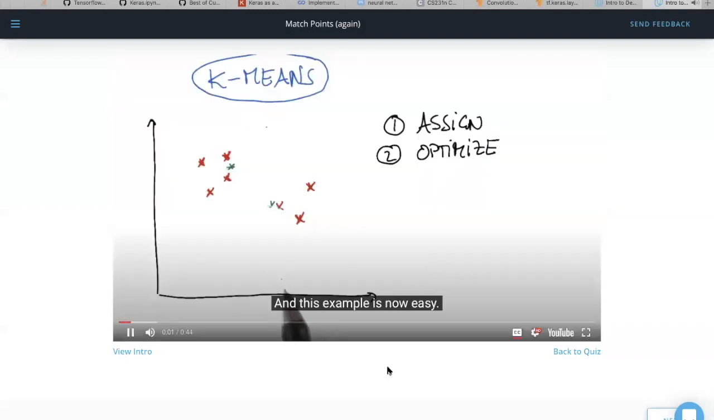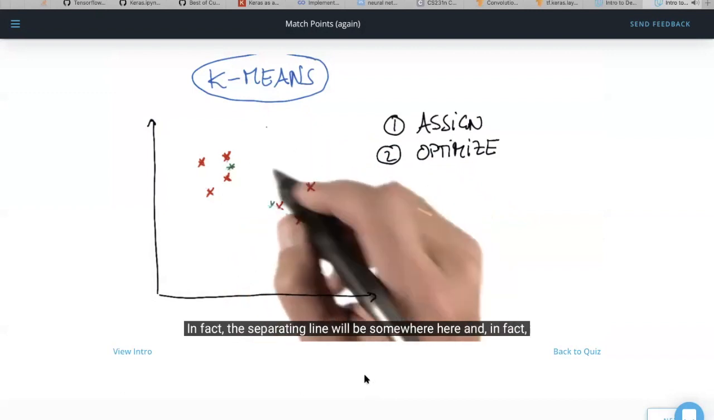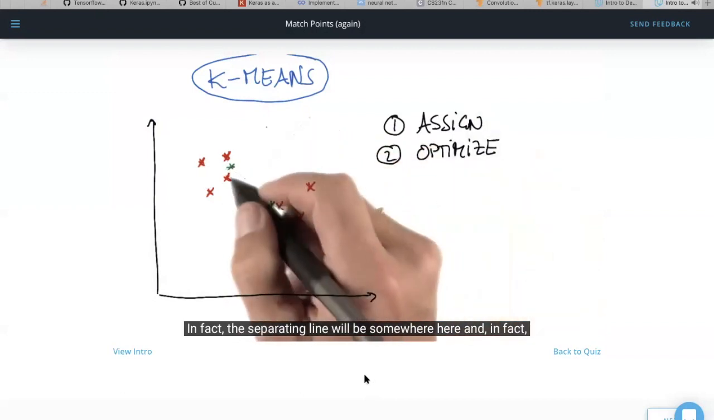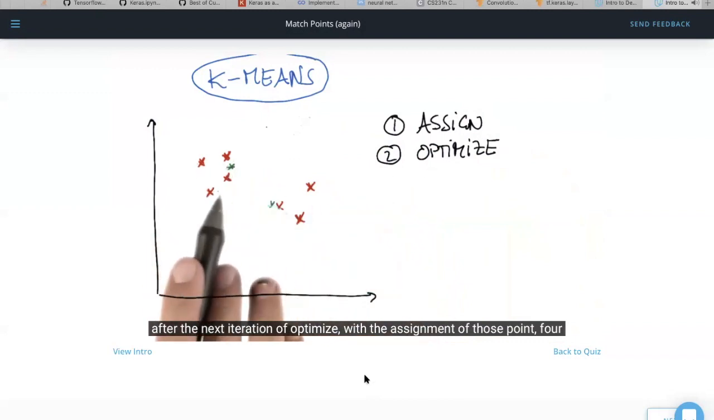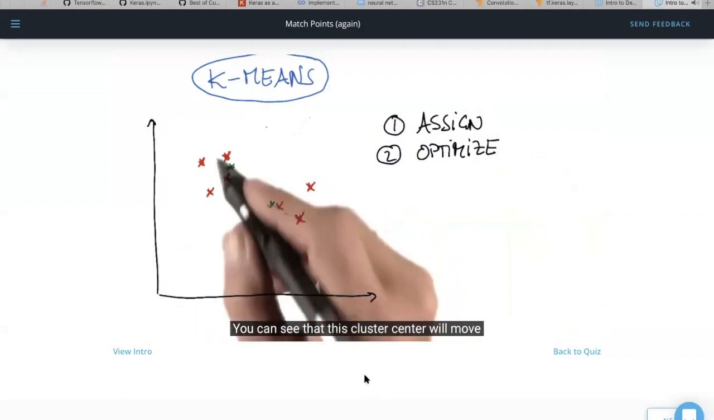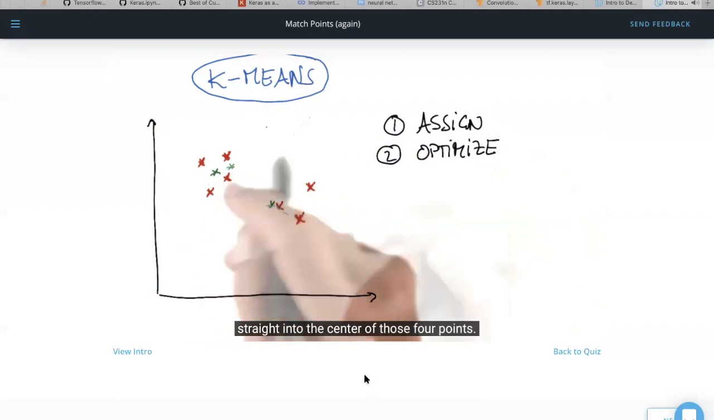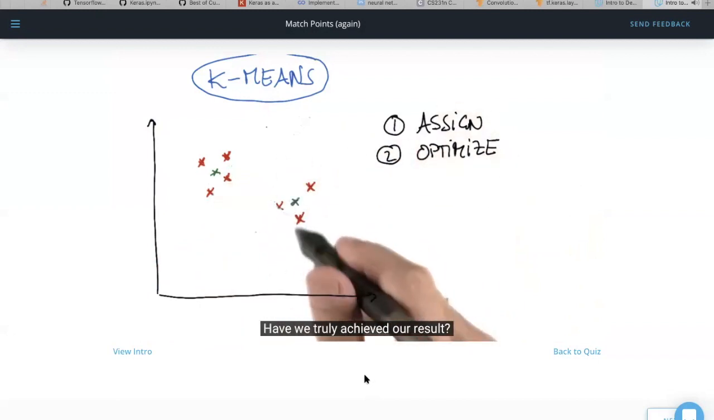And this example is now all the four over here fit to the green one. In fact, the separating line is somewhere here. And in fact, after the next iteration of optimize, with the assignment of those 4 points to this cluster center and those 3 points to this cluster center, you can see that this cluster center will move straight into the center of those 4 points. And this cluster center will move into the center of those 3 points. And we truly achieved our result.